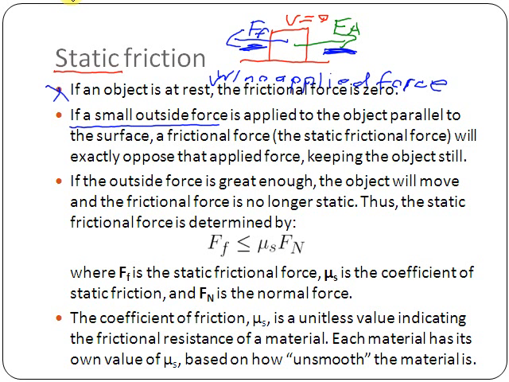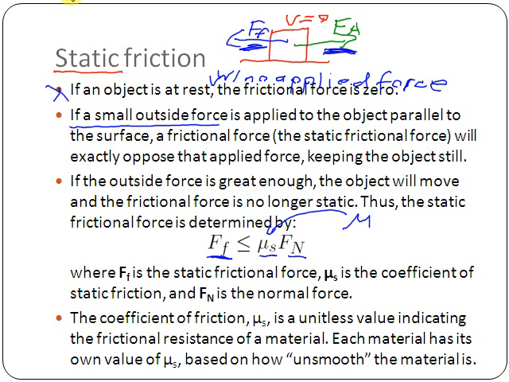So as a result, we can write the static frictional force. Ff is our static frictional force, and it is always going to be less than or equal to mu s times Fn. This guy right here, remember, is mu, the Greek letter for lowercase m. So we have mu s times Fn, where Fn is the normal force, mu s is the coefficient of static friction, we'll talk about that in a second, and Ff is the static frictional force.